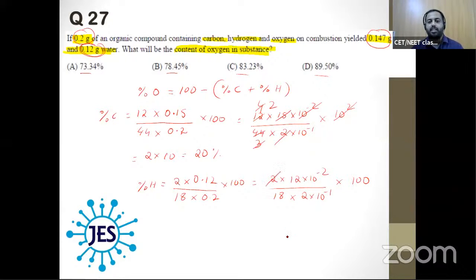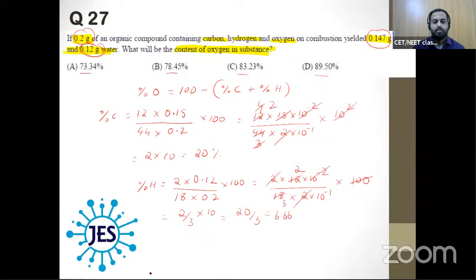2 and 2 gets cancelled. 10 power minus 2, 100 gets cancelled. 6 2 times, 6 3 times. This will be 2 by 3 into 10, 20 by 3, which is 6.66. So carbon 20%, hydrogen 6%. 20 plus 6 is 26%. So carbon and hydrogen together make 26%, then how much oxygen will there be? Remaining 73% almost. Yes, that should be the answer.